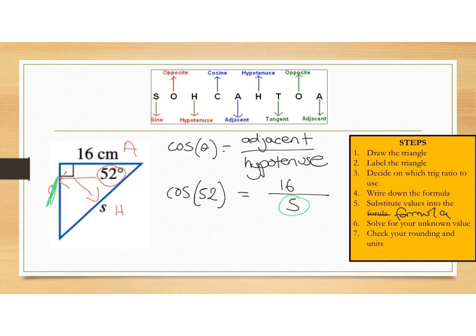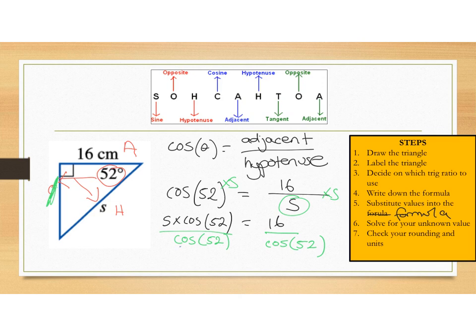So the first thing I'm going to do, I'm going to go through all the algebra, but then I'm going to show you a little shortcut. So I'm going to multiply by the S on both sides, and then I'm left with S multiplied by cosine of 52 equals 16. And then what I'm going to do is divide by cosine of 52 on both sides.